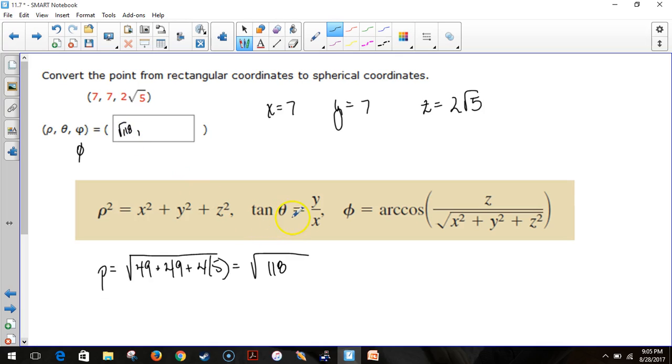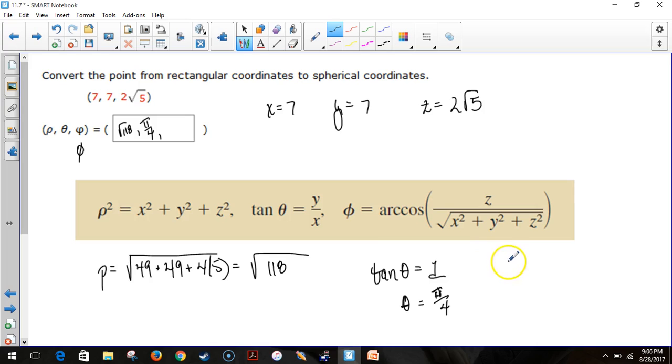Theta, well, tan of theta is y over x. And so I have y, and I have x, 7 over 7, so that's a 1. What angle has the tangent of a 1? That is going to be pi over 4. And so I'm going to put a pi over 4 in here.